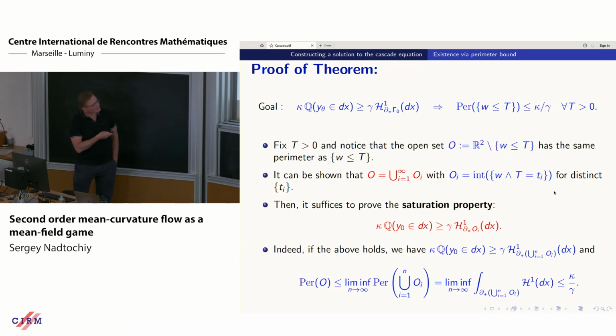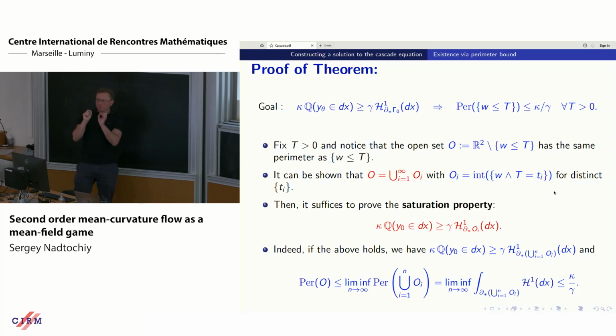It says that the density, roughly speaking, with respect to Hausdorff measure of Y0 on the boundary of every OI is at least gamma over kappa. Why is it sufficient? Because of the lower semi-continuity of the perimeter. So the perimeter of O will be less than or equal to the lower limit of the perimeter of these finite unions. Every one of them is just this integral, right? And now if I integrate this inequality over this set, of course, the probability measure integrates to 1. And so you immediately get a bound on this integral, which is kappa over gamma, right?